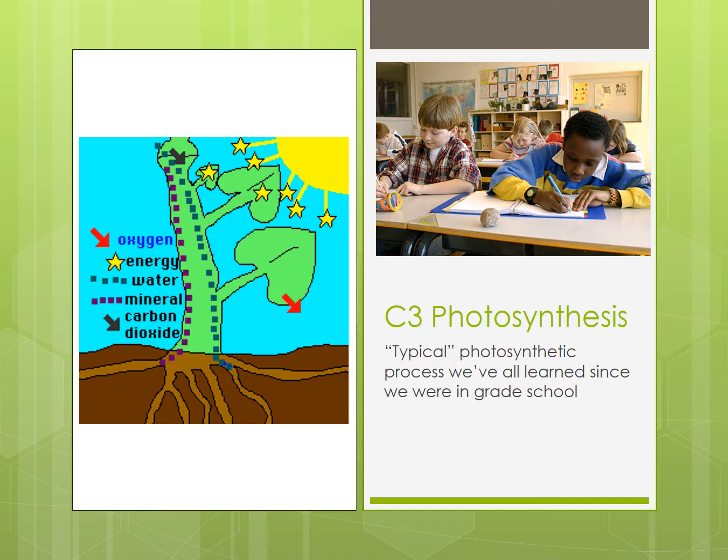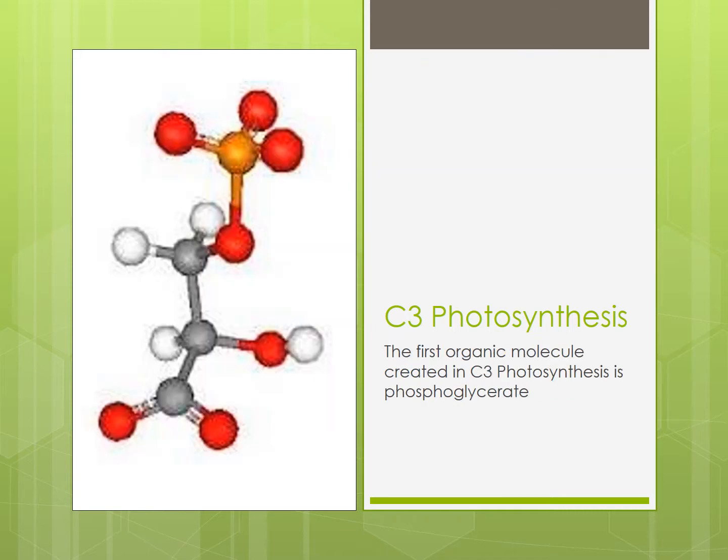C3 photosynthesis is what we've all learned about. We just learned that 3PG is C3 photosynthesis. That's everything you've learned up till now. You start off with a 3-carbon molecule. See, 1, 2, 3 carbons. So the first molecule in C3 photosynthesis has 3 carbons. That's why it's called C3, because C stands for carbon.